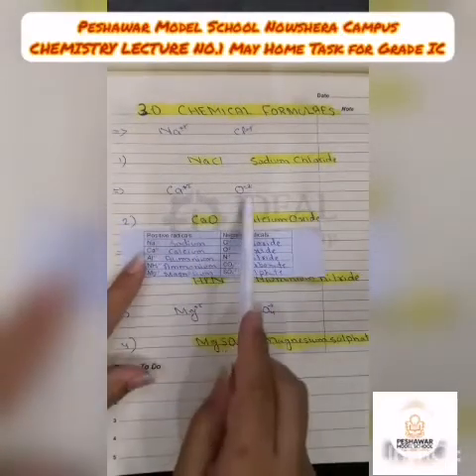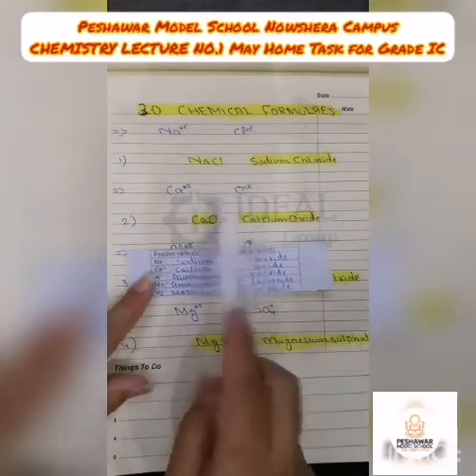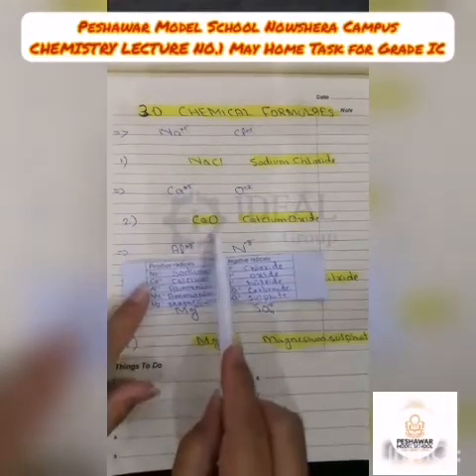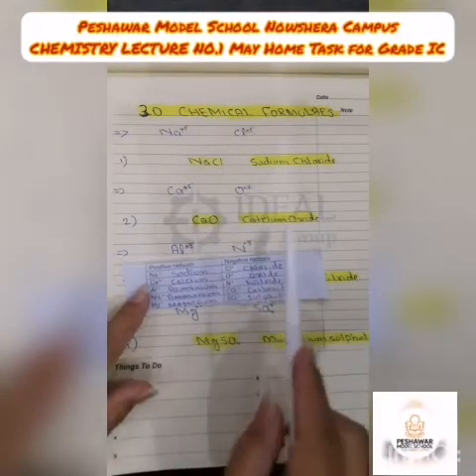Now number two is calcium reacting with oxide. Calcium is Ca+2, oxide is -2. +2 and -2 both have the same valencies. They will cancel with each other, and by joining calcium and oxide, the chemical formula of calcium oxide, CaO, will be formed.